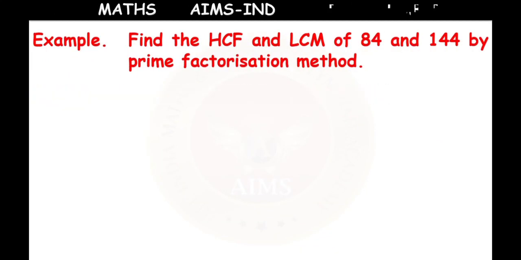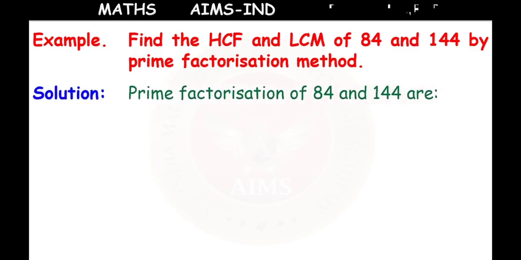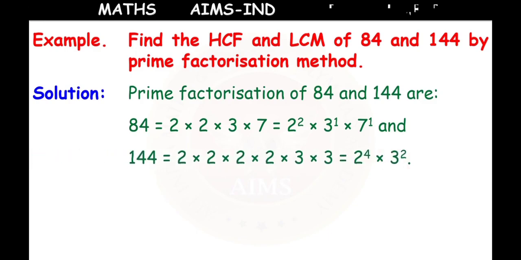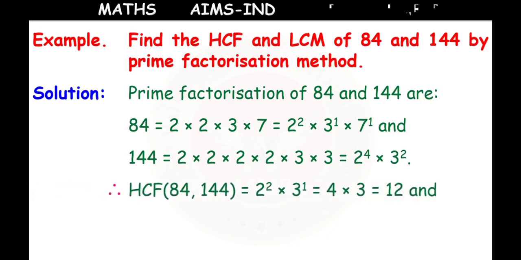So here, let's see some example problems. Find the HCF and LCM of 84 and 144 by prime factorization method. Prime factorization we will do first. 84, we can write it as 2 square, 3 power 1, 7 power 1. 144 is 2 power 4, 3 square.